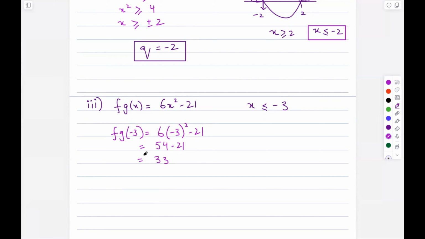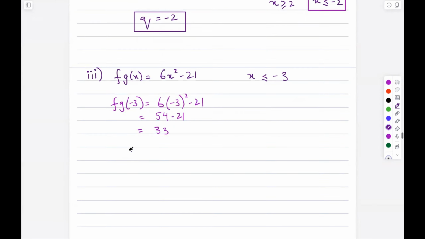Now this value, as x is less than minus 3, so even if we take minus 4, minus 5, minus 6, all of these will become positive and this will keep on increasing, which means that the range for the fg function, we can write that fg of x will be greater than or equal to 33.